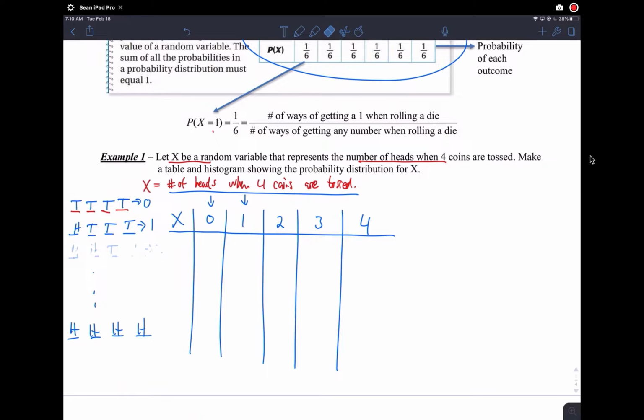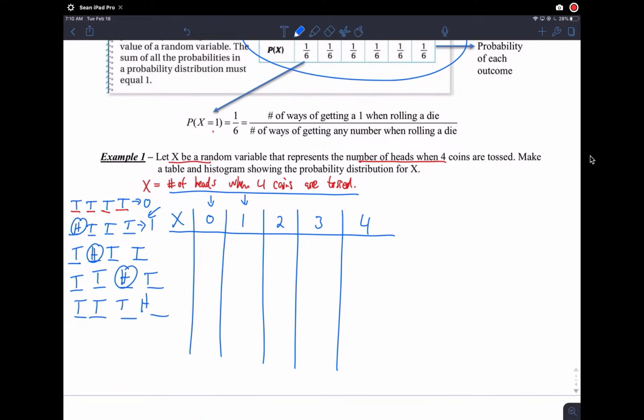If I erase this real quick, let's think about this. This is one way of getting 1 head. But there's another way I can toss 4 coins and only get 1 head. What if on the first toss I get a tail and then a head and then a tail and then a tail? That's still only 1 head, but it's another way of achieving 1 head. And then I can do yet another arrangement, tail, tail, head, tail. Okay, still just 1 head, but that's the third way.